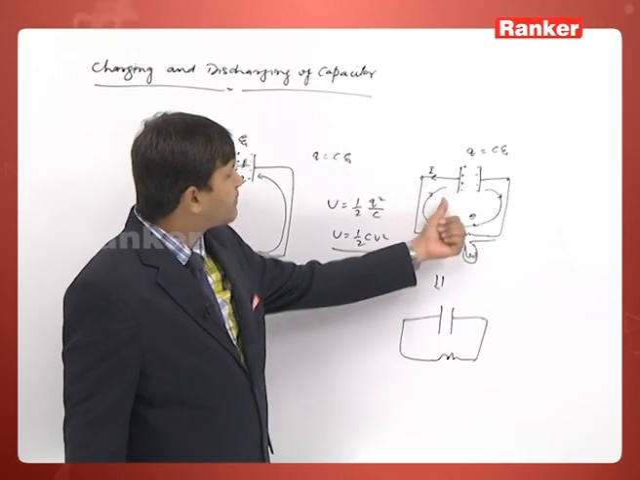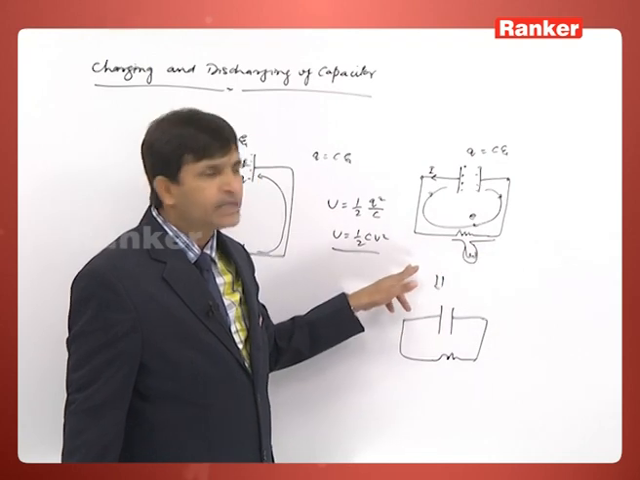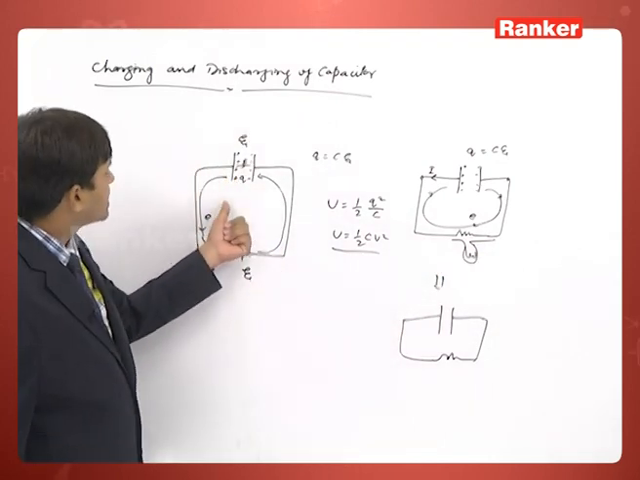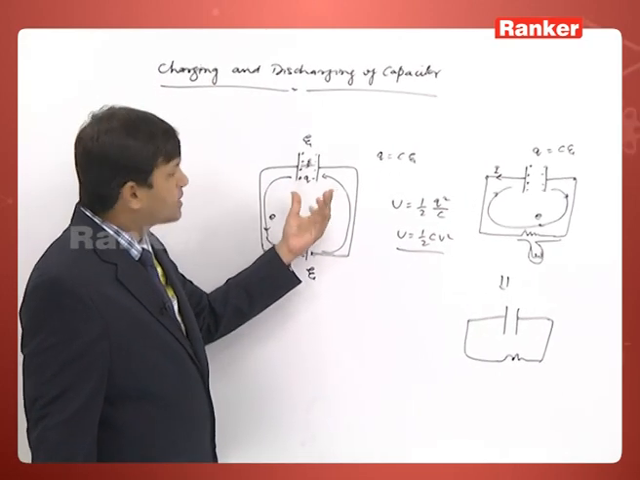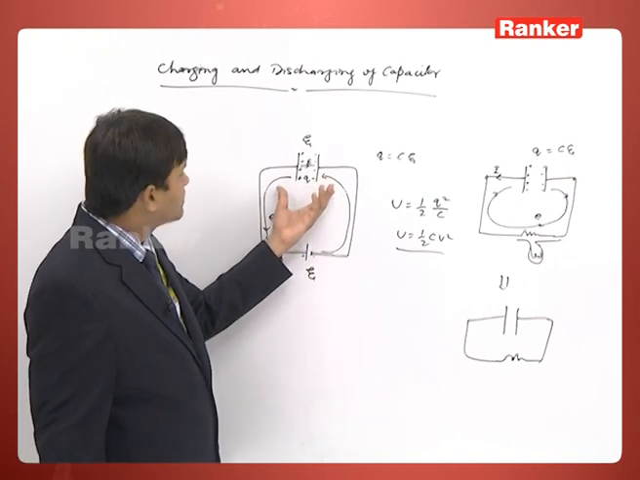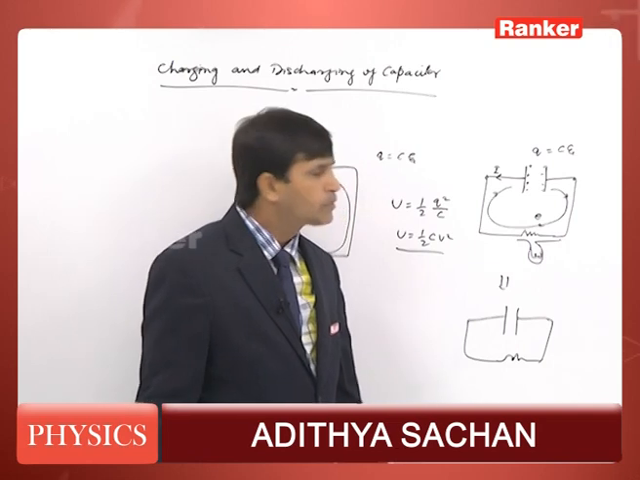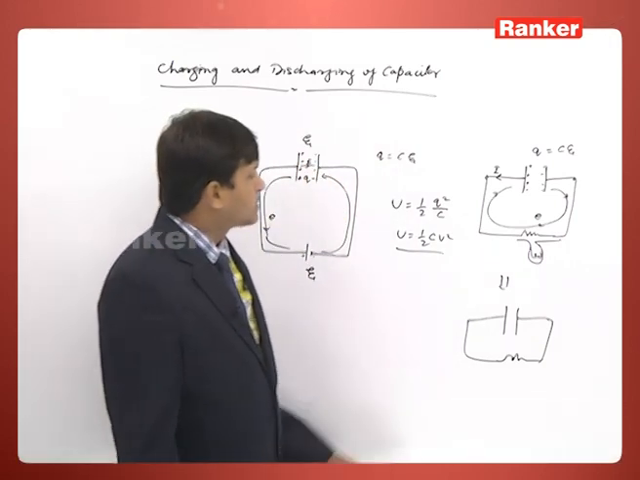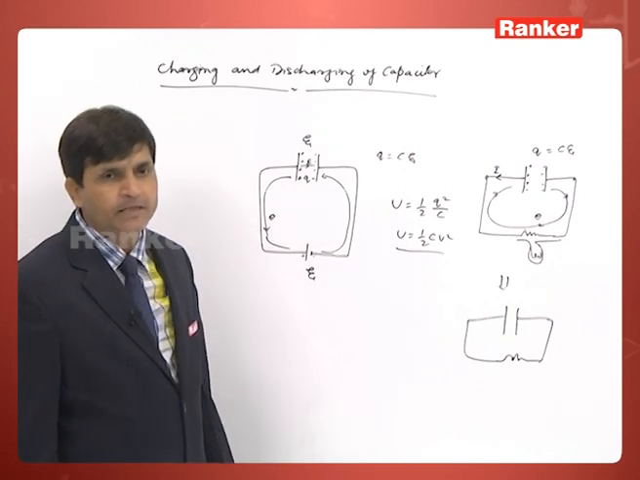Discharging of a capacitor means we are taking energy from the capacitor. Charging of a capacitor means we are giving energy to the capacitor. Once the capacitor is charged, we can transport this charged capacitor from one place to another to get further energy. So, this is the process called charging and discharging of a capacitor.